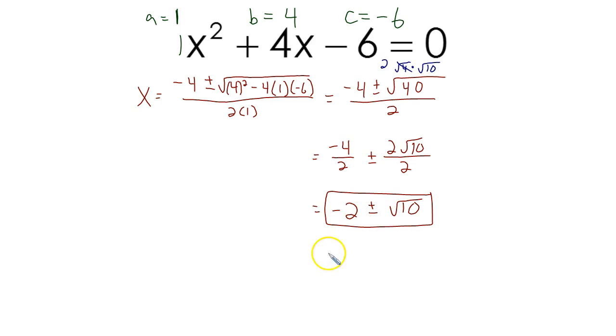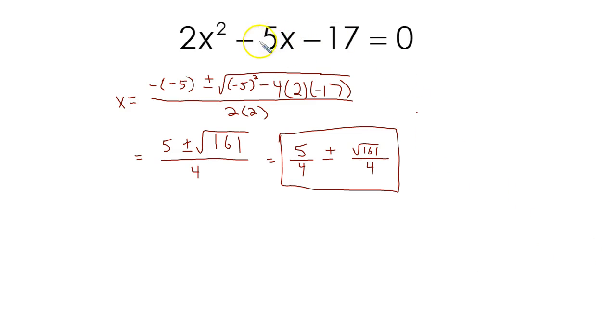Remember that this is two solutions. It's really negative 2 plus root 10 and negative 2 minus root 10. And these two solutions happen to be irrational because of the square root of 10, since we can't simplify it any further. So we just kind of have to leave it with the root as part of the answer. If you put it in your calculator, you'll get a decimal approximation that you can get a few places past the decimal. You can get pretty close. You can approximate the value, but there's no way to get the exact value because it is irrational.